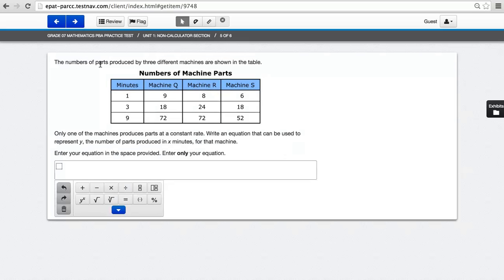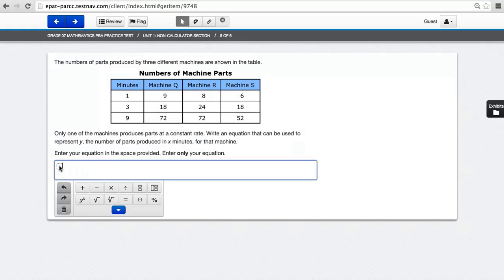The number of parts produced by 3 different machines are shown in the table below. Only one of the machines produces parts at a constant rate. Write an equation that can be used to represent y, the number of parts produced in x minutes for that machine. Enter your equation in the space provided. Enter only your equation. Notice you have an equation editor over here.